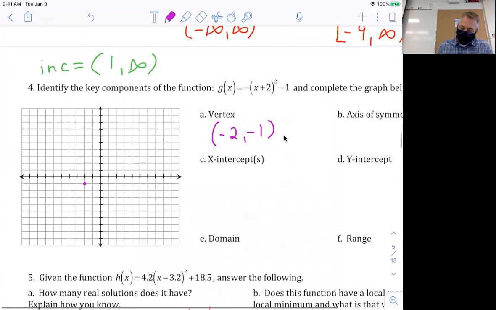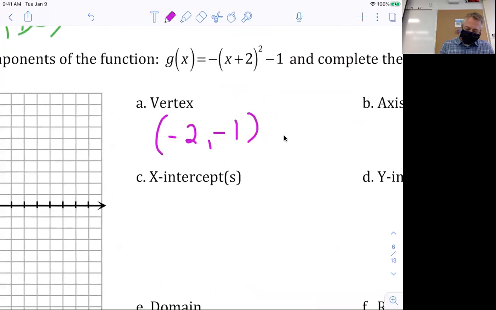I know the function opens downward. So I already know that I don't have any real x-intercept. So when I do this, I should get complex answers. Because if it opens downward, it cannot hit the x-axis. So let's figure that out. To find the x-intercepts, remember we plug in a 0 for y.